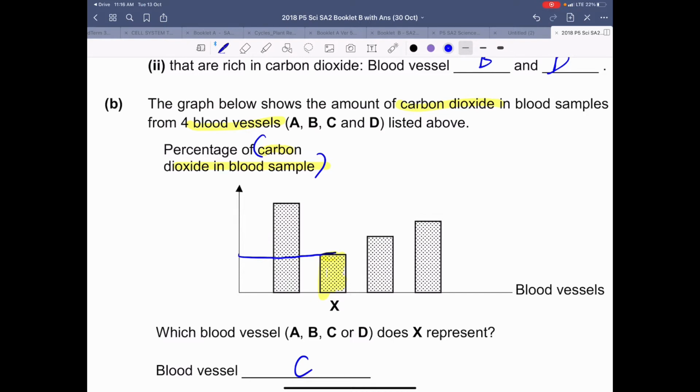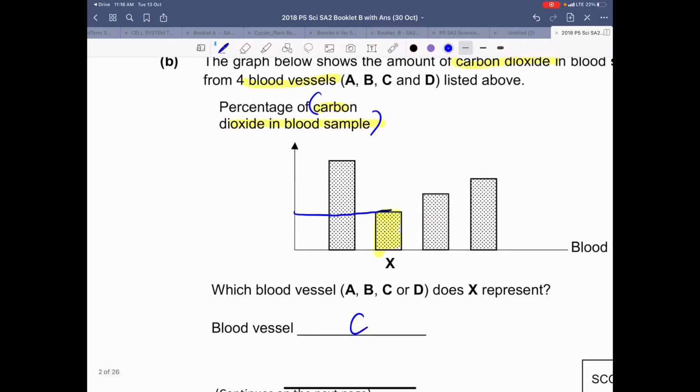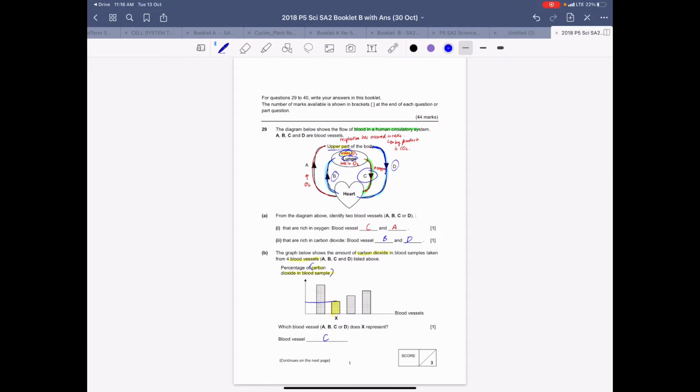What does it mean? If the blood vessel carrying blood is rich in oxygen, it must be poor in carbon dioxide. Likewise, if the blood vessel that's carrying blood that is rich in carbon dioxide, it must be poor in oxygen. Okay? They are opposite. Okay, any questions before I move on?